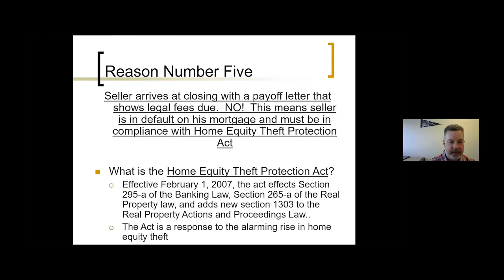Reason number 5. Seller arrives at the closing with a payoff letter that shows legal fees due. Now, this raises a couple of different things. If there's legal fees due, they're in foreclosure. We want to know, are we getting the most up-to-date payoff letter? Do we have all the legal fees that are owed?